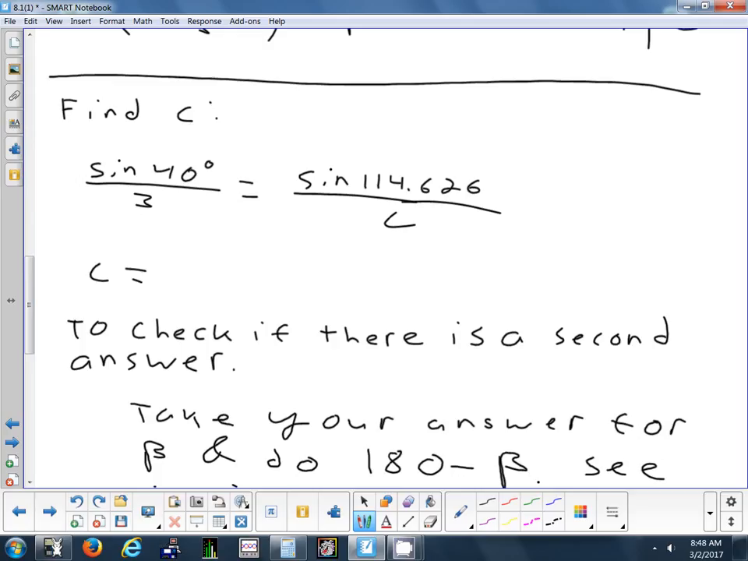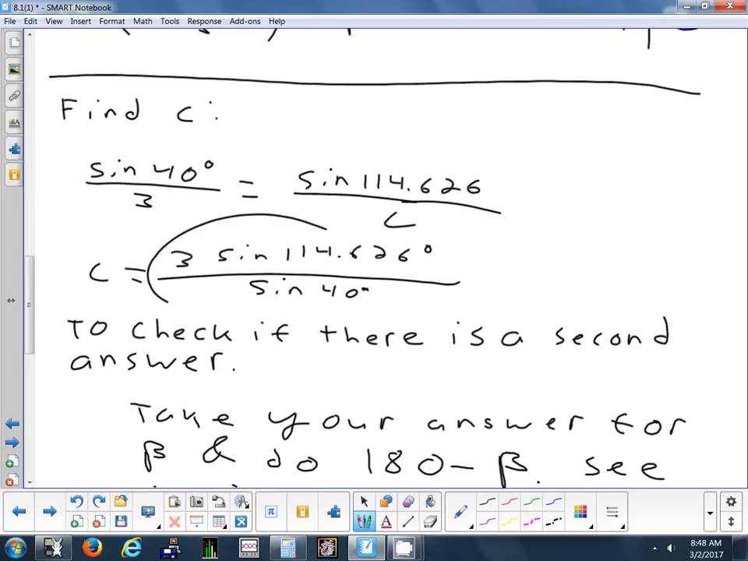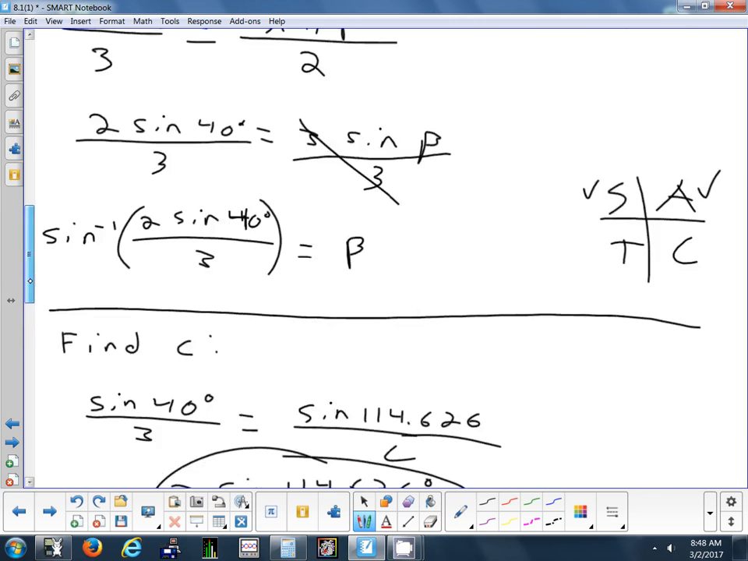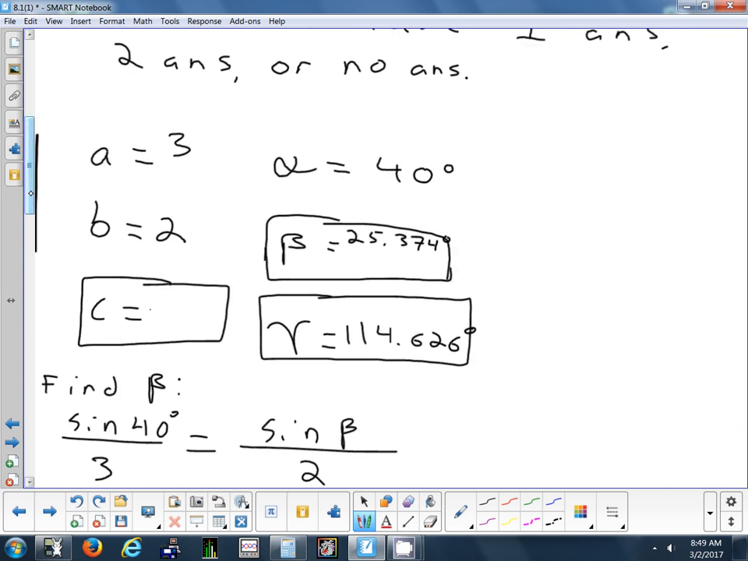Okay, so cross multiply. You're going to get 3 sine 114.626 divided by sine 40. Take that in, round it off, and that's your answer for C. Does anybody have what that will come out to? Yeah, it's 4.243. Okay, as always, check all the things that I keep mentioning, smallest side, smallest angle, all that stuff. Everything looks reasonable.